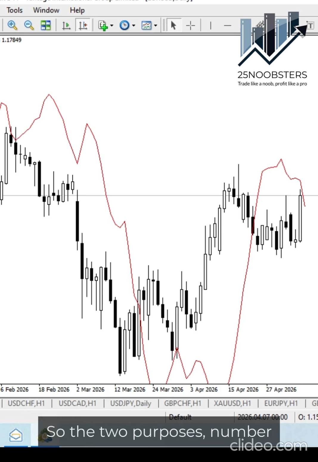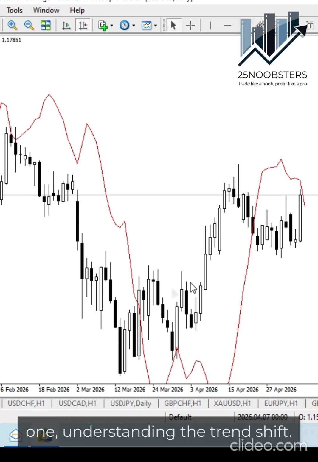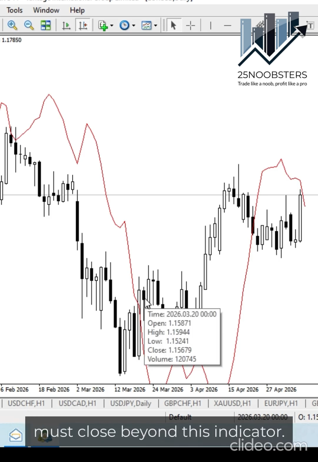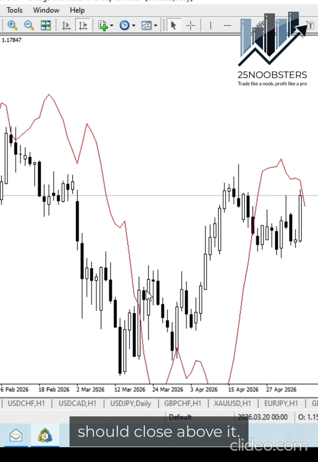So the two purposes: number one, understanding the trend shift. Trend shift means a candle must close beyond this indicator. If it was downside, it should close above it. If it is upside, it should close below it to indicate the change in the trend.